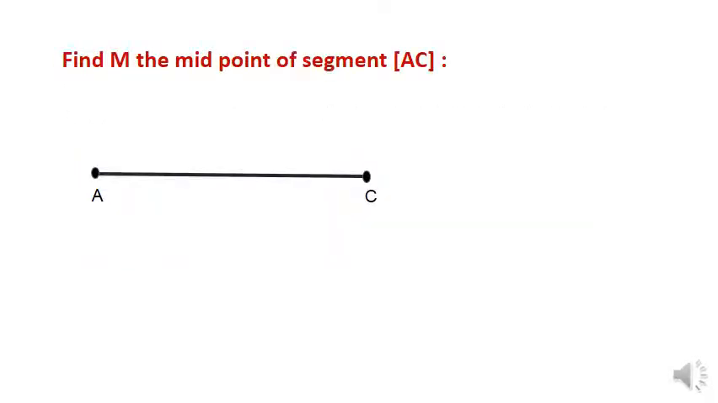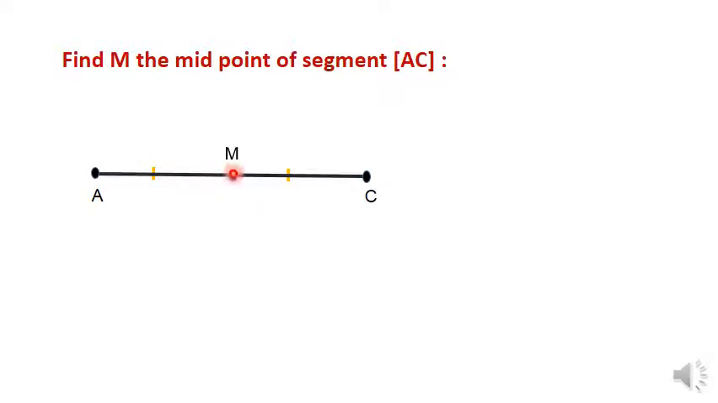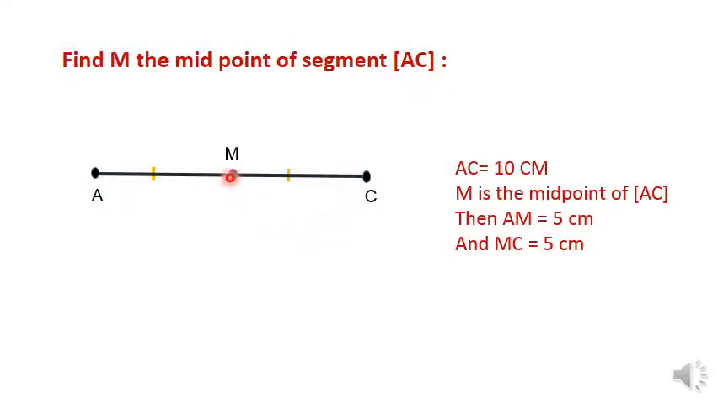Now take an application. Find M, the midpoint of segment AC. What to do? 1. Let's measure the length of this segment. Using the ruler, its length is 10 centimeters. So now I have to put the midpoint. What is in the middle of 10? It's 5. So M is at 5 centimeters. This is M, such that AM is equal to MC, equal to 5 centimeters. Okay, M is the midpoint of segment AC. MA is equal to MC.